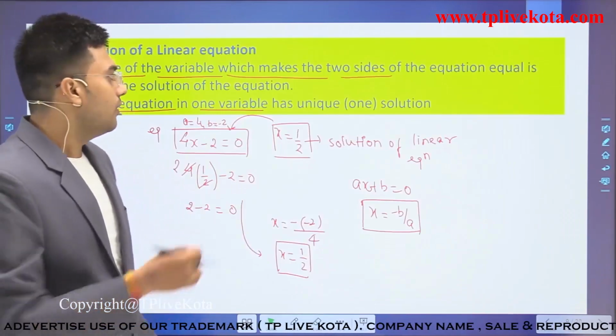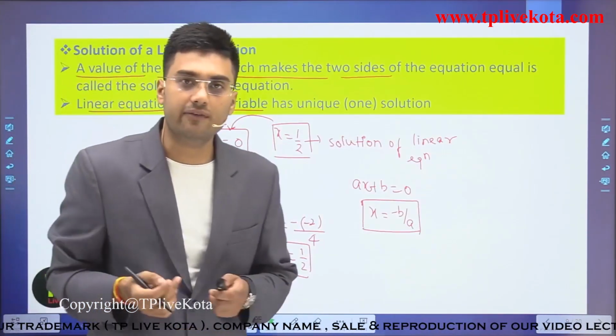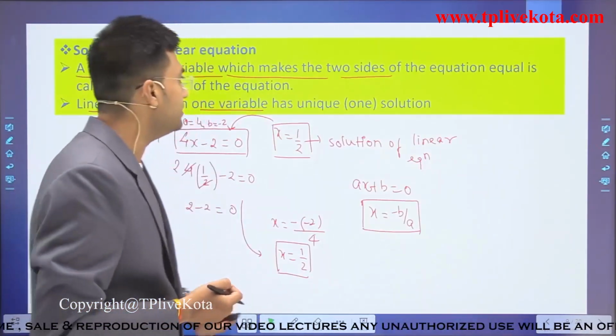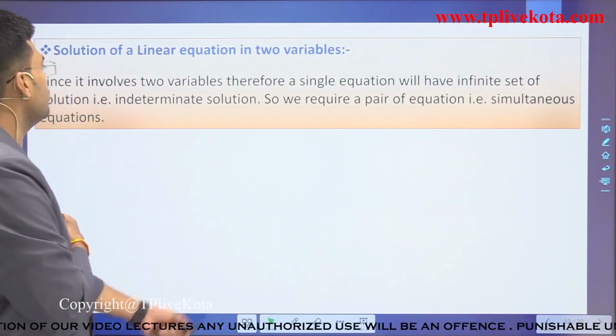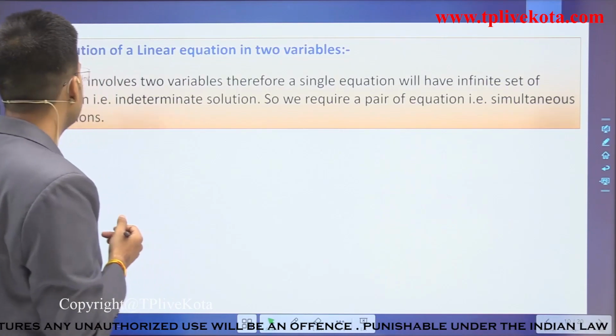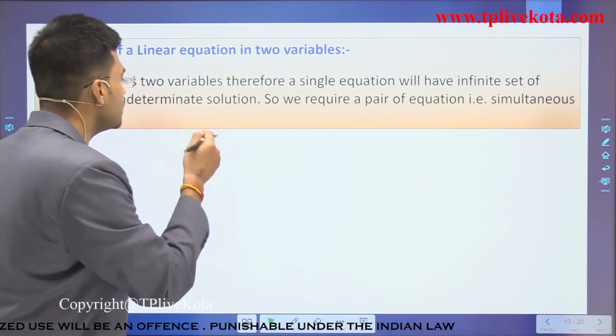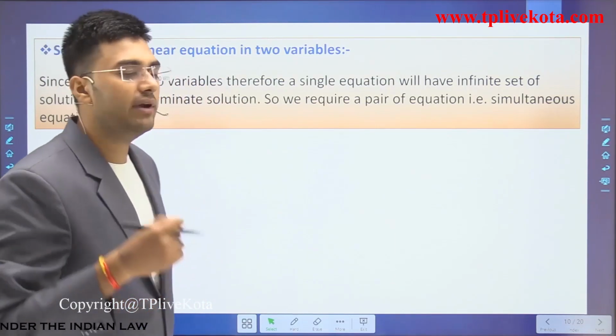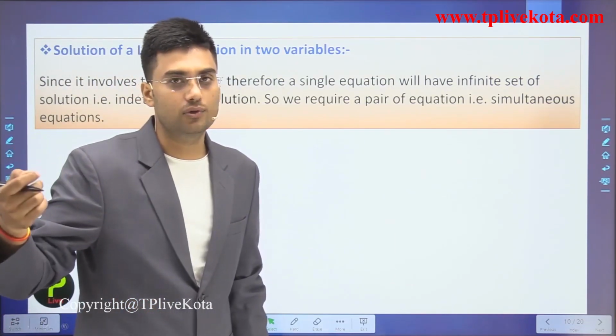Clear? Now after the linear equation in one variable, let's move to the solution of a linear equation in two variables. Since it involves two variables, therefore a single equation will have an infinite set of solutions. How?